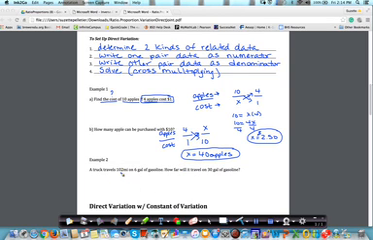Example 2, a truck travels 102 miles on 6 gallons of gas. So we have miles and gallons, okay?